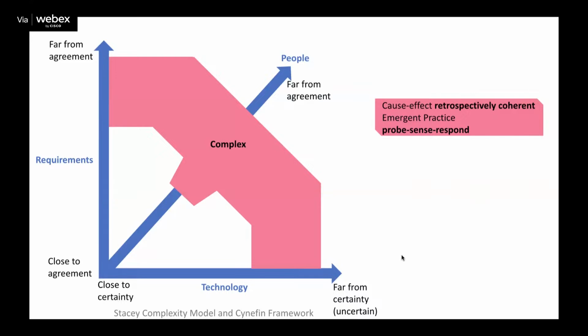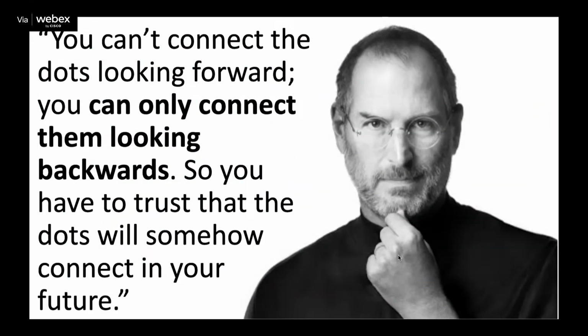So what does retrospective coherence mean? Well, I'm going to bring our dear friend Steve Jobs into this. I'm not going to read this to you. You can all read it. Although that second sentence requires trust. When we're faced with uncertainty, we have to make decisions and trust that the dots are going to connect sometime in the future. Trust that it's going to work. And what I'd like to talk about today is finding ways that we can trust that the dots will be connected.